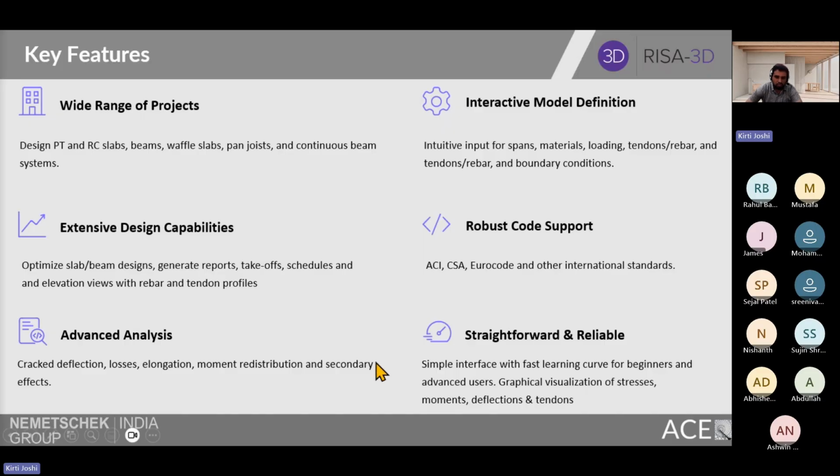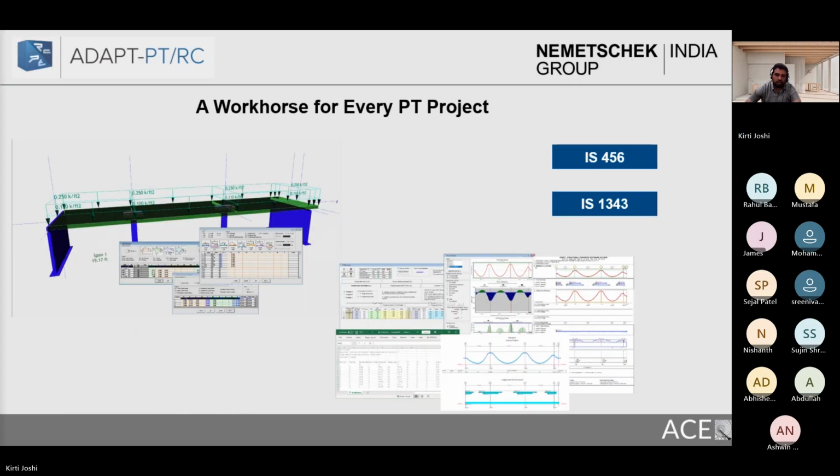So the next is the code support. The analysis and design checks are directly aligned with the standard design codes, that follow the Indian standard along with ACI, Eurocode, and other international standards. Moving forward, it supports the Indian codes, like I mentioned, IS 456 and IS 1343 for RCC and prestressed concrete, as well as other international design standards. That makes it a globally adaptable tool that may be suitable for both your local and international projects.